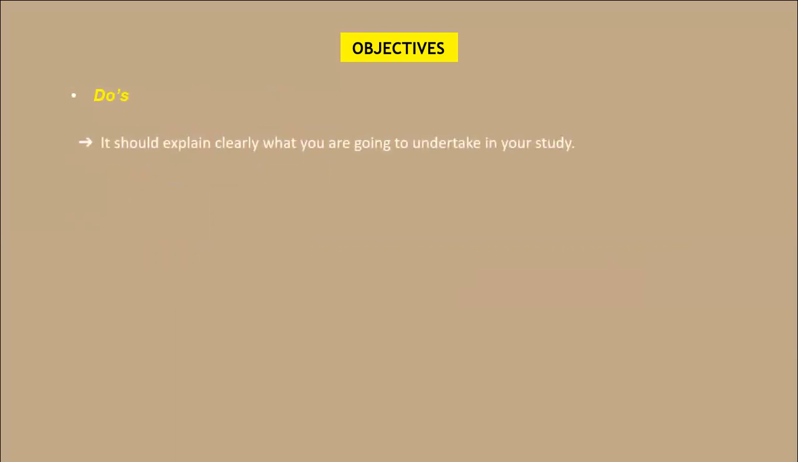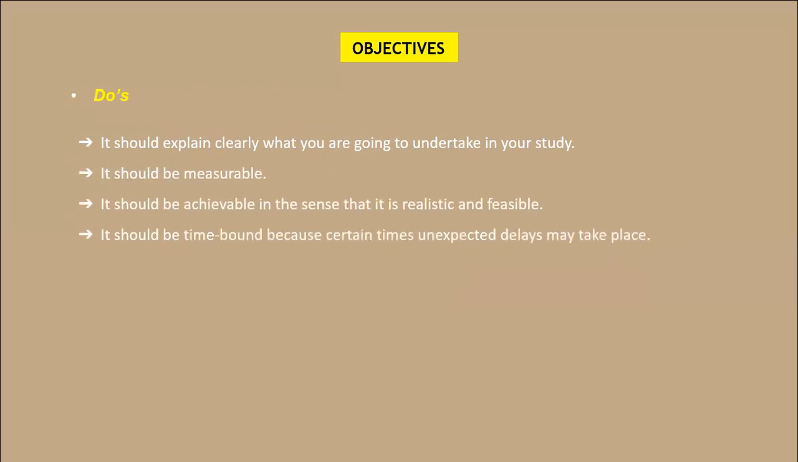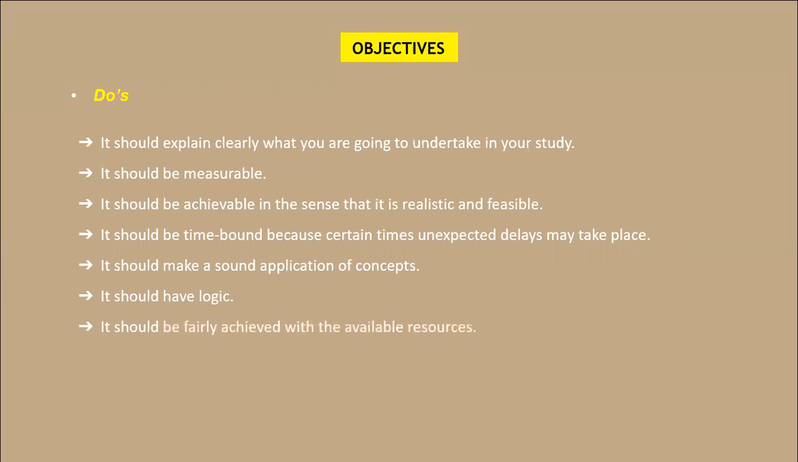While writing an objective, we need to take care of certain things. Objectives should explain clearly what you are going to undertake in your study. It should be measurable. It should be achievable in the sense that it is realistic and feasible. It should be time bound because sometimes unexpected delays may take place. It should make a sound application of concepts and it should have logic. It should be fairly achievable with the available resources.